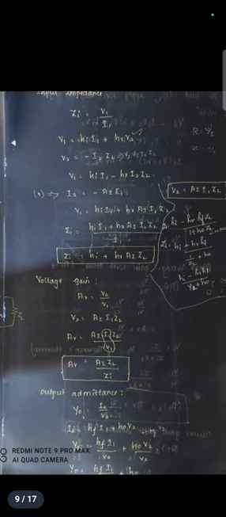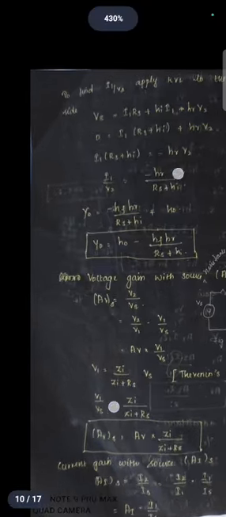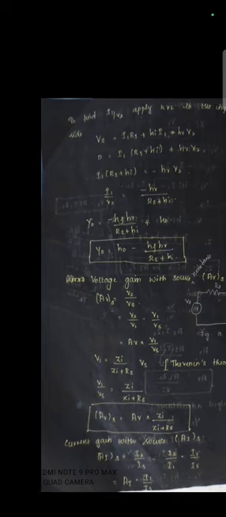Okay, now in order to find Yo, we apply KVL to the input side. You know KVL is rise equal to drop, or sum of all the voltages is equal to 0. Vs is equal to I1 Rs plus HI into I1 plus HR into V2. Okay, the Vs value is 0.